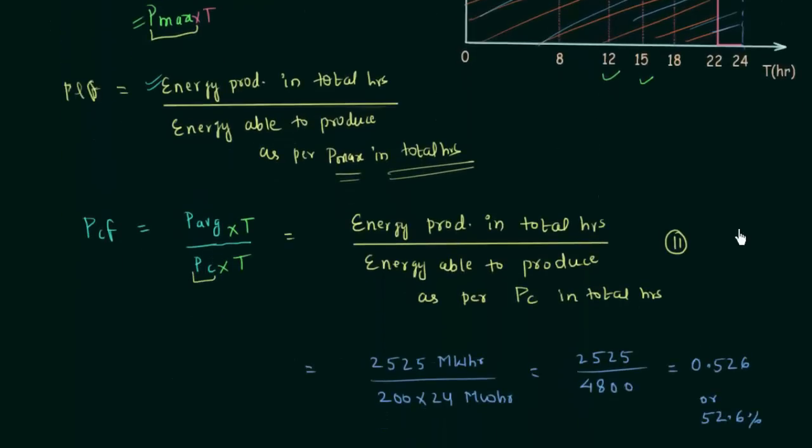The important thing is the second way to write the plant capacity factor, because in your exam you may have a problem based on this result.